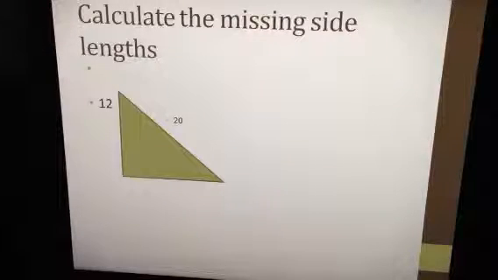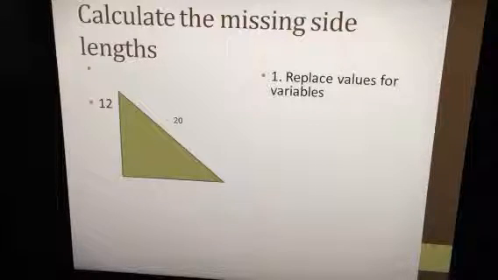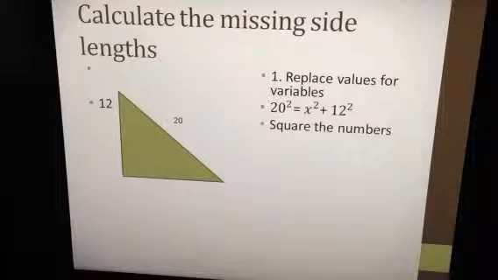Calculate the missing side length. First thing we have to realize is that in this case, we'll be trying to find a leg, so you will be subtracting. First, you replace the values for the variables. So in this case, it's 20 squared is equal to x squared plus 12 squared. Square the numbers. 400 is equal to x squared plus 144.